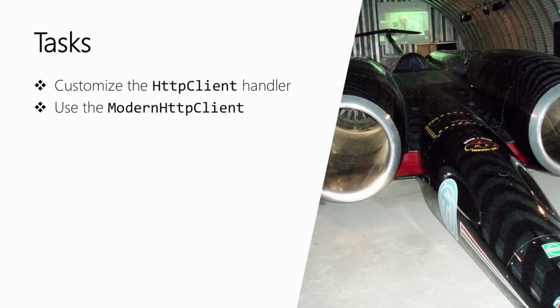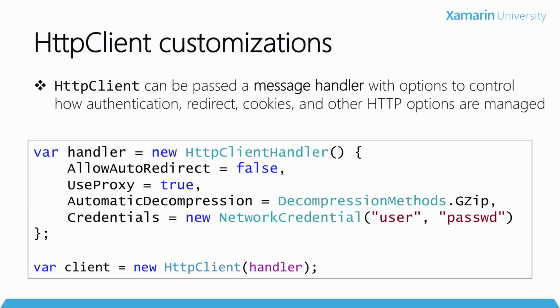We'll look at two quick topics. First, how to customize HTTP client, and second, a customization you should strongly consider adding to your code. HTTP client was designed to be extensible, and to that end, it supports passing in a message handler which can affect how it transfers information and deals with common HTTP scenarios.